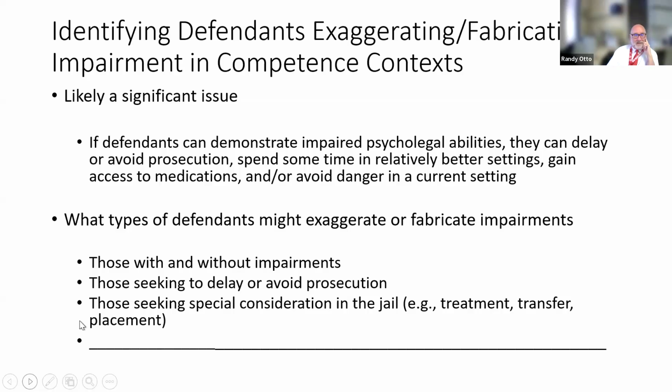So I was putting together my list of, well, what types of defendants might exaggerate or fabricate impairments? Well, first of all, those who have no impairments, in which case it's by definition fabrication. If you have no impairments and you're reporting impairments, you're fabricating impairments. But what if you have impairments and you're exaggerating impairments? So I recognize that people who are ill can exaggerate or fabricate. Another way of thinking about this is that a diagnosis of a mental disorder can occur with the presence of a Z code for malingering. By definition, if you're exaggerating, you do have genuine impairment. Those seeking to delay or avoid prosecution, that might be one motivation for exaggerating or fabricating. Seeking special consideration in the jail. I'll get treatment that I otherwise wouldn't get.